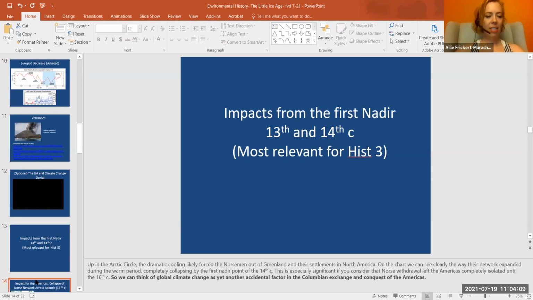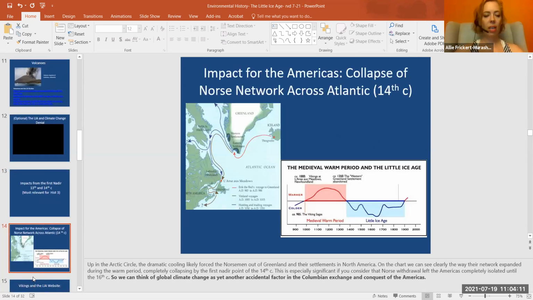So these ones are more relevant for History 3. So I'm just going to give a quick overview here. We definitely know that during the warm period was the height of the Viking or Nordic exploratory voyages and networks that the Vikings established as they went out to Greenland and then made it all the way out to North America and the borders of what is today Canada.